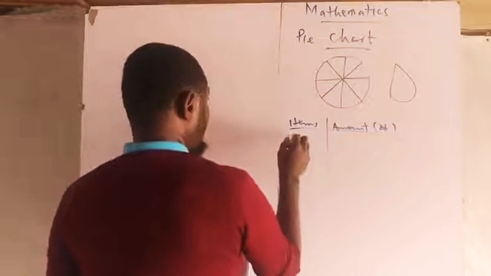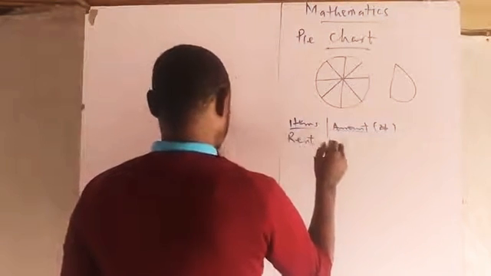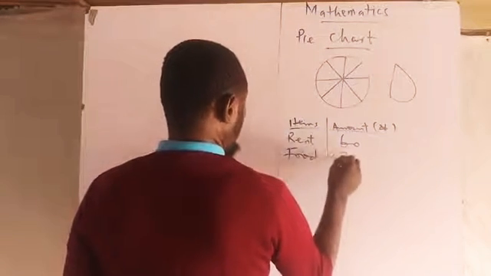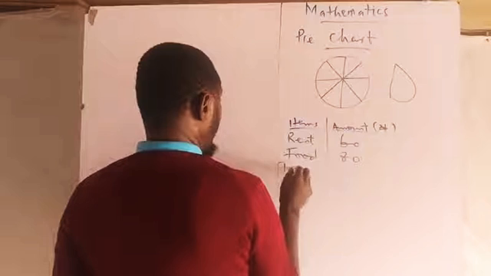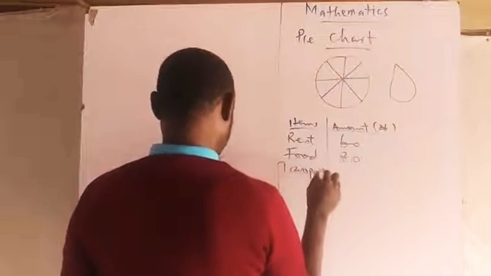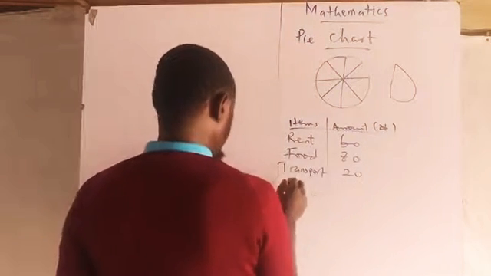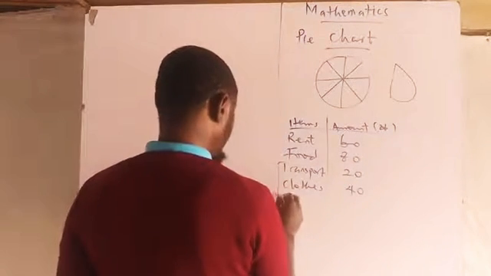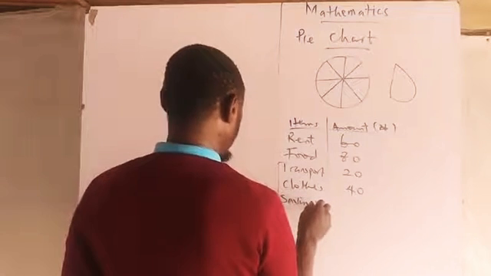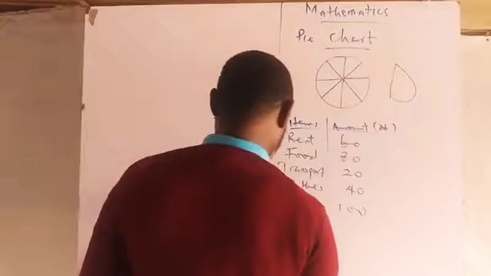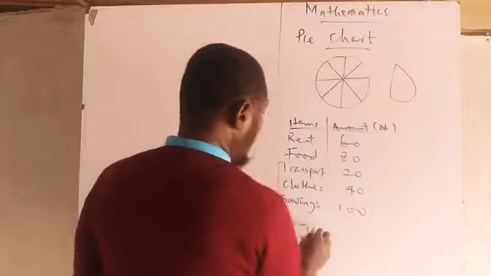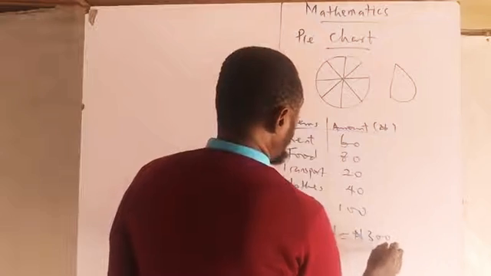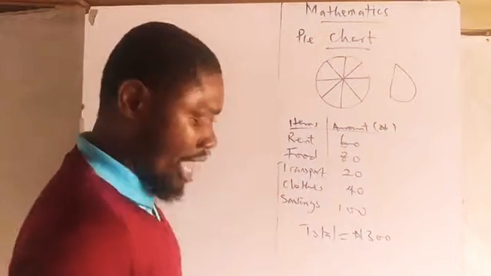You have rent, 60 Naira. Food, 80 Naira. Transport, 20 Naira. Clothes, 40 Naira. And savings, 100 Naira. If you look at that, you know that a total of 300 Naira was spent on all these items that we have on the board.